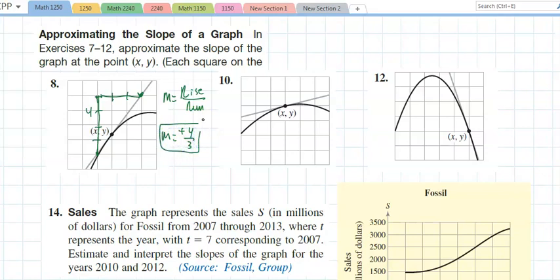Approximate the slope of the graph. Do you notice that this is the slope of a tangent line? Because it touches this curve at one point. Same deal with this. This is the slope of the tangent. And that's something we're going to use all throughout. That's actually called a derivative.